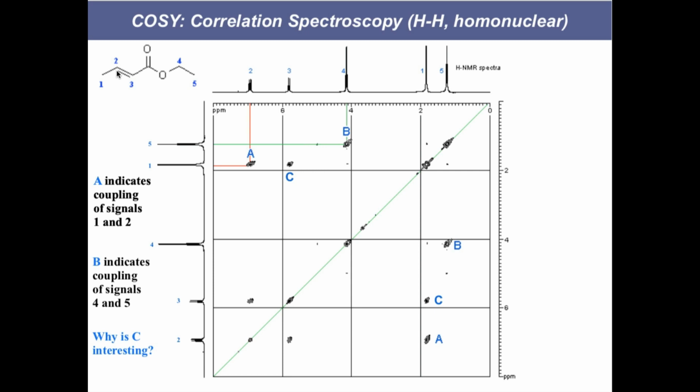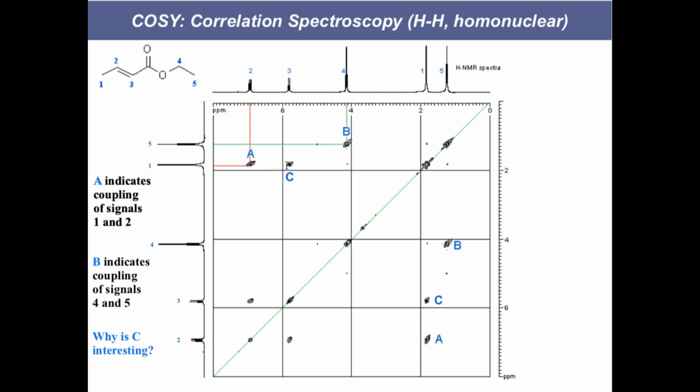They are related. If you didn't look at the 2D spectrum, it might not be obvious that 1 and 2 are next to each other. But looking at the 2D, it is patently obvious that they are next to each other. Same thing with point B. 4 and 5 are correlated. So we know 1 and 2 are next to each other. That's obvious. We know 4 and 5 are next to each other. That's obvious. But here's C.